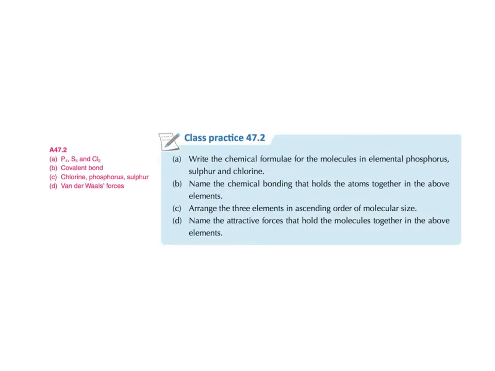So you can have a look at the class practice, 47.2, so we'll just have an idea how the question will be asked. Write the chemical formula of the molecules in the elements phosphorus, sulfur, and chlorine. So again, P4, S8 and also Cl2. Name the chemical bonding holding the atoms together in the above elements. Because they are molecules, you know that will be covalent bond.